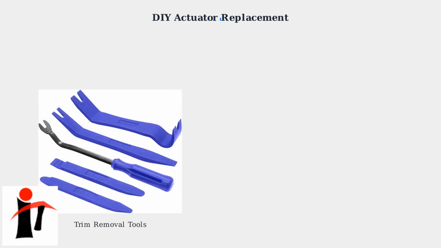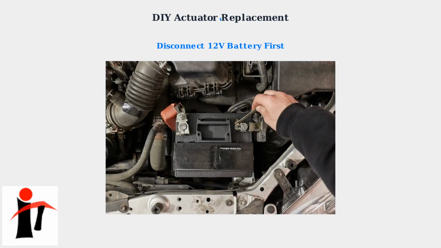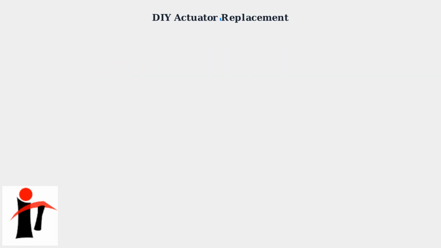Replacing the actuator is possible for experienced DIYers with basic mechanical skills. The actuator assembly typically costs between $200 and $500 if purchased out of pocket. You'll need basic tools, including a socket set and trim removal tools, to safely access the grille components. Safety first. Always disconnect the 12-volt battery before starting any work to prevent electrical issues.